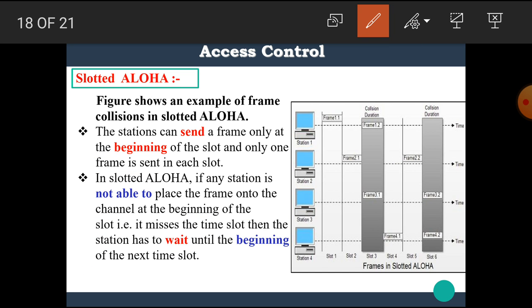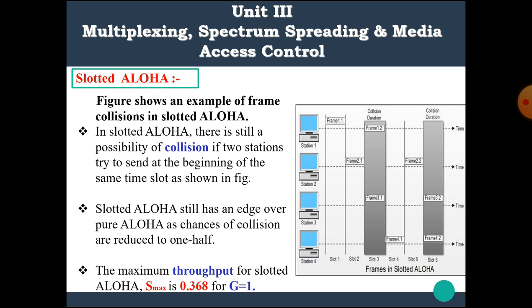That means in this diagram we can see that there are four stations: station 1, 2, 3 and 4. If station 2 fails to transmit the data in the first time slot, then it has to wait for the next time slot. Okay, that means it can send its data through the next time slot. I hope you all understand the concept here.